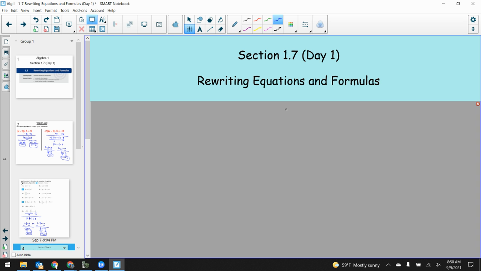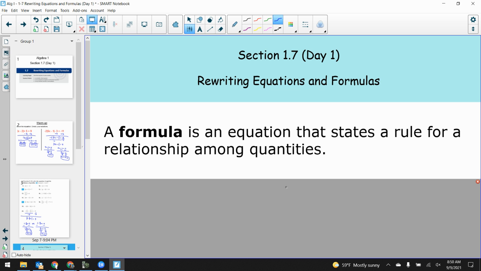All right, section 1 said we're going to spend 2 days on this. Rewriting equations and formulas. So what is a formula? Let's define ourselves a formula. Basically, a formula is any equation that states a rule for a relationship among quantities.